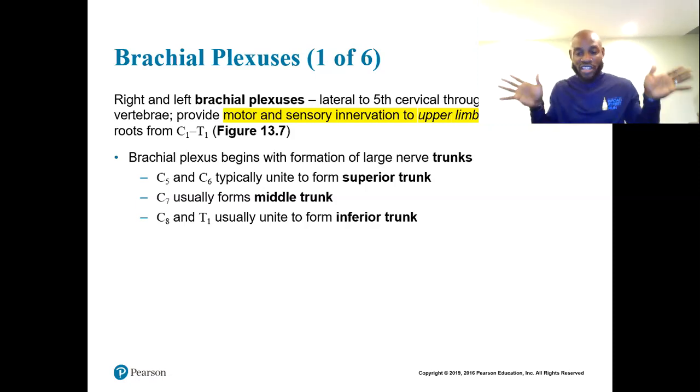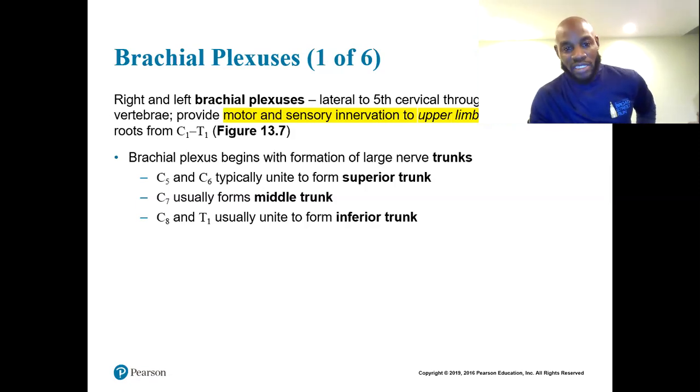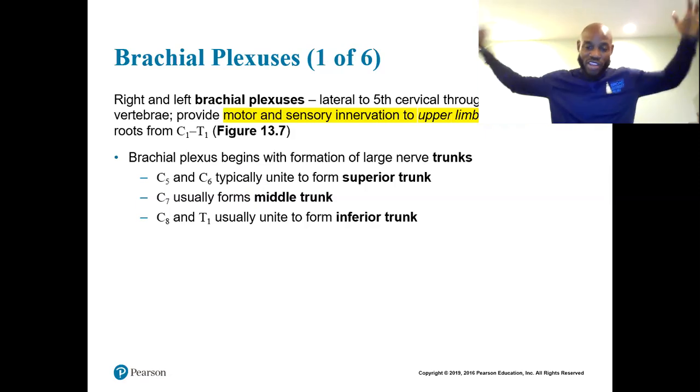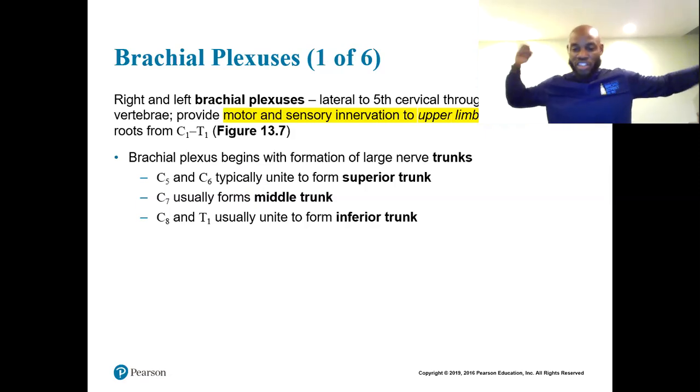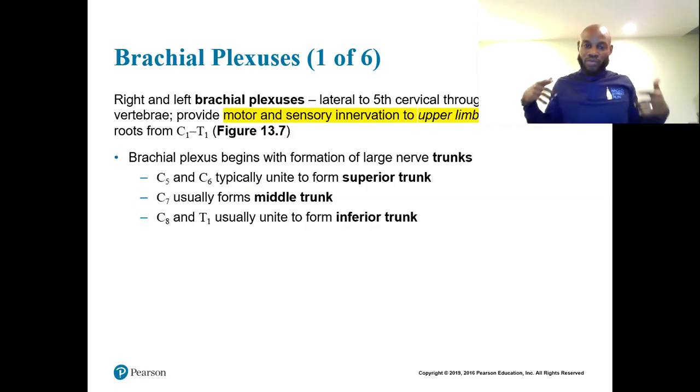So, remember all your 31 spinal nerves are paired. So you have the right and left. So you have right and left brachial plexuses, lateral to the 5th cervical through 1st thoracic, right? So you do use the C1 through T1. All right, provide motor and sensory innervation of upper limbs, my arms, right? That's primarily controlled by my brachial plexus, which is part from my cervical spine and from my T1, my thoracic spine.